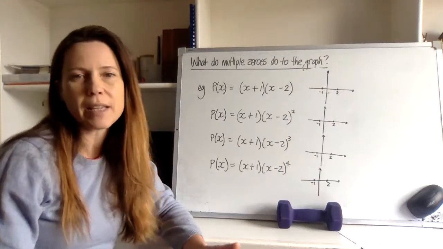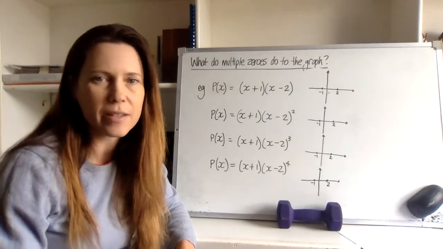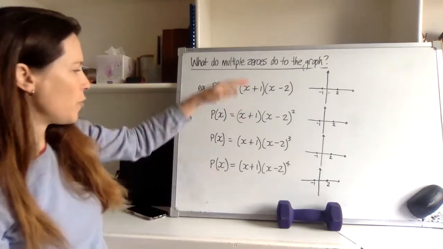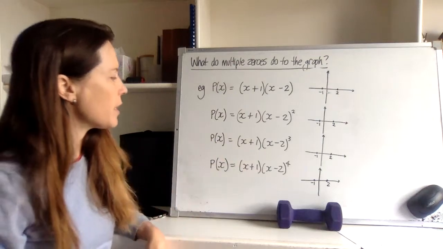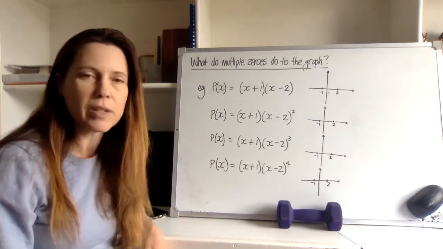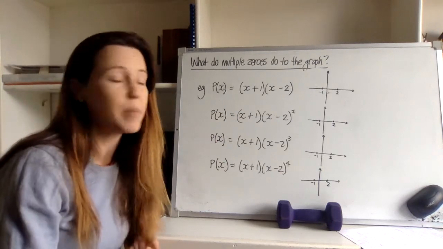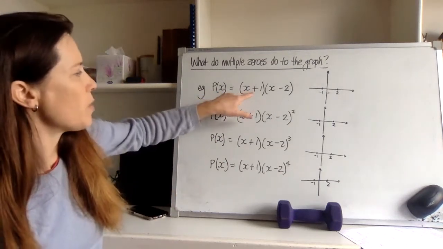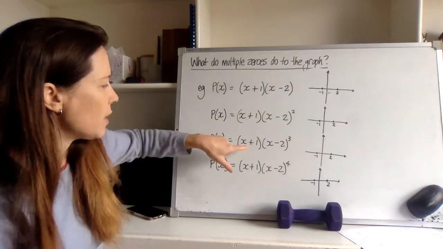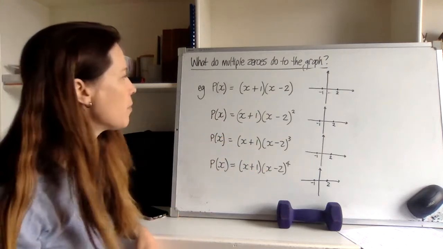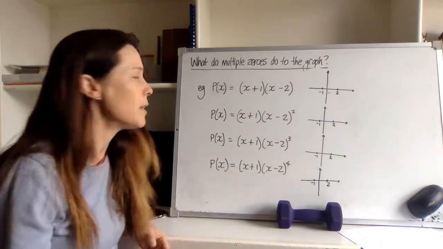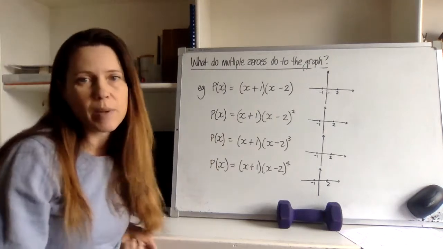So let's just revise again what a multiple 0 actually does to the shape of a graph. We've got 4 polynomials here of increasing degrees. They're all what I'd call positive ones because the leading coefficient of x, if I expanded this out, would be positive. We've got one with the highest degree being 2, 3, 4, and 5, and I'm getting those numbers by imagining if I multiplied out the brackets, what would the highest power of x be?